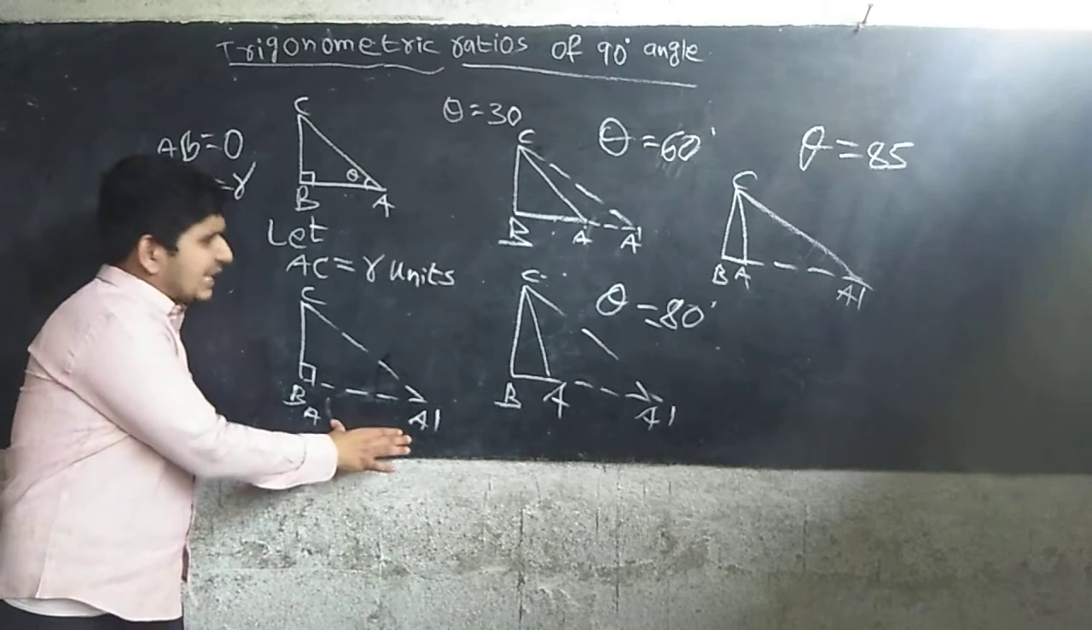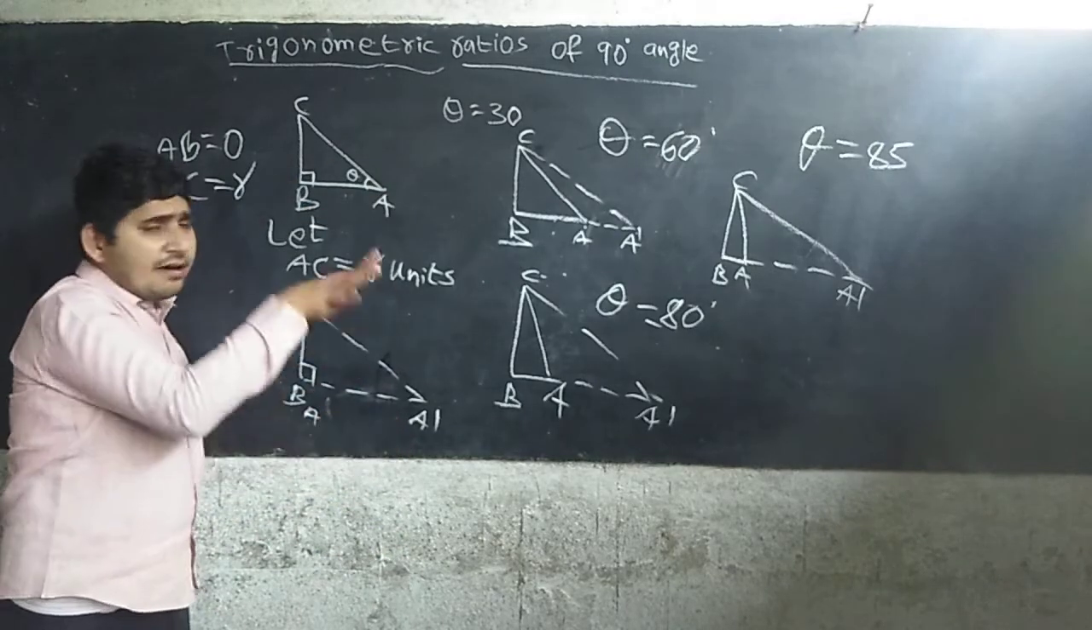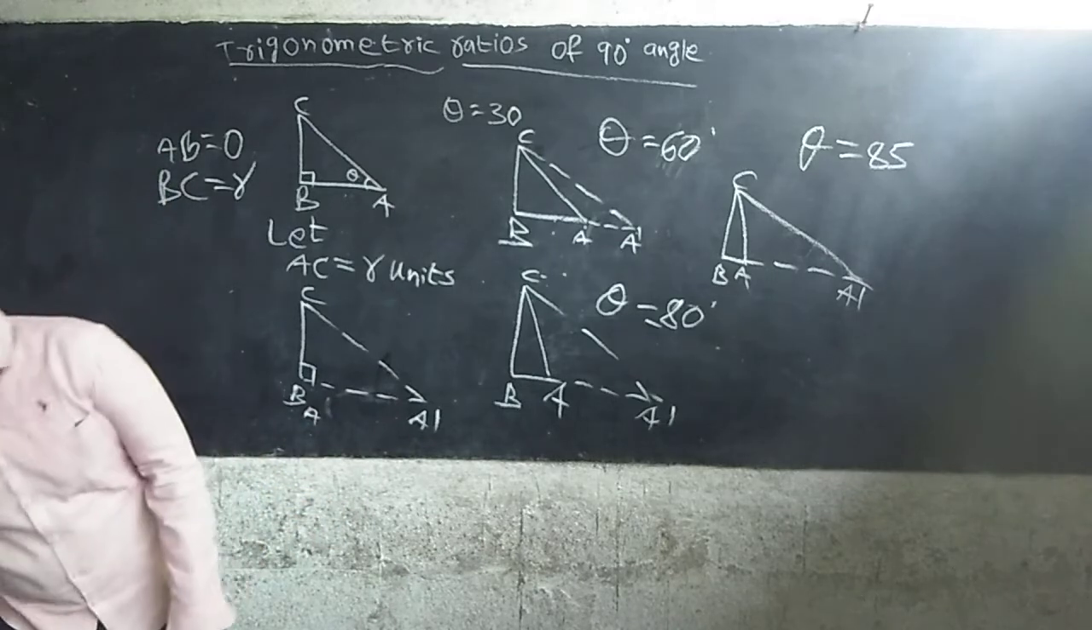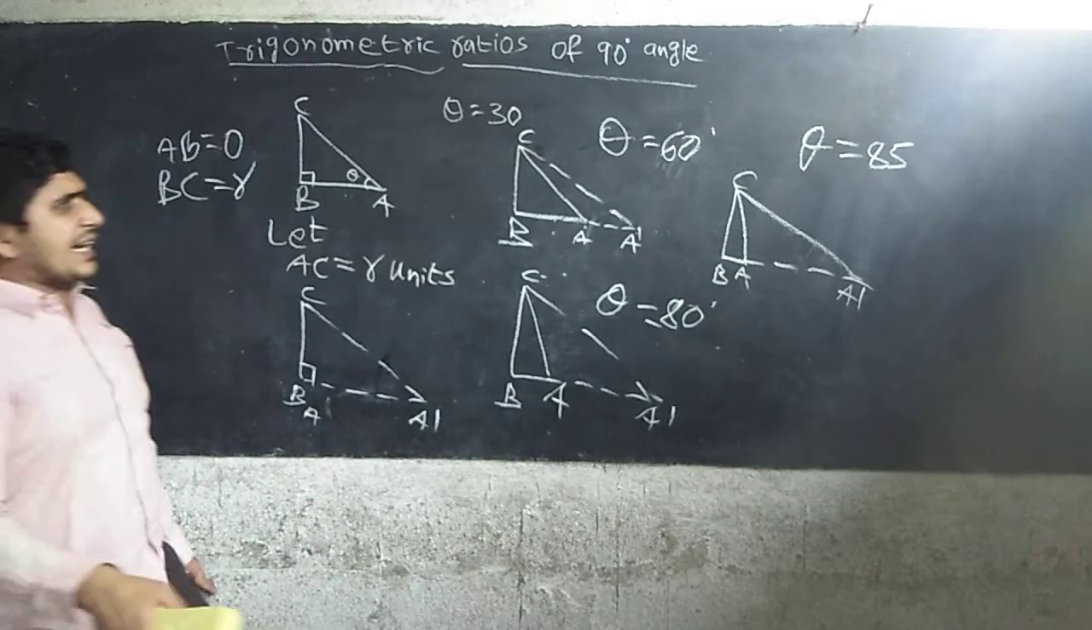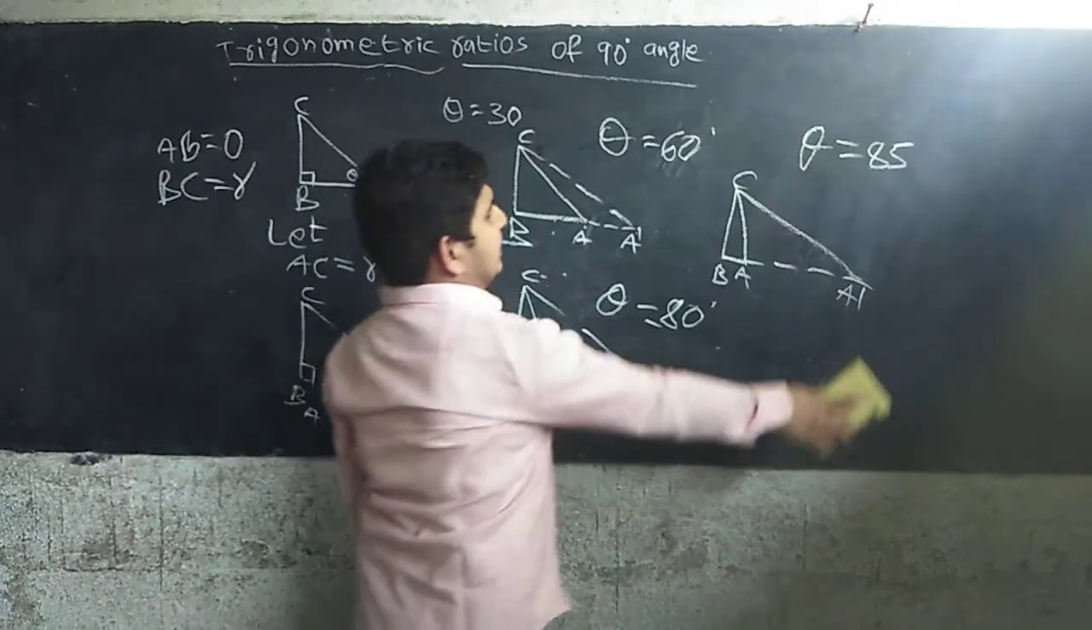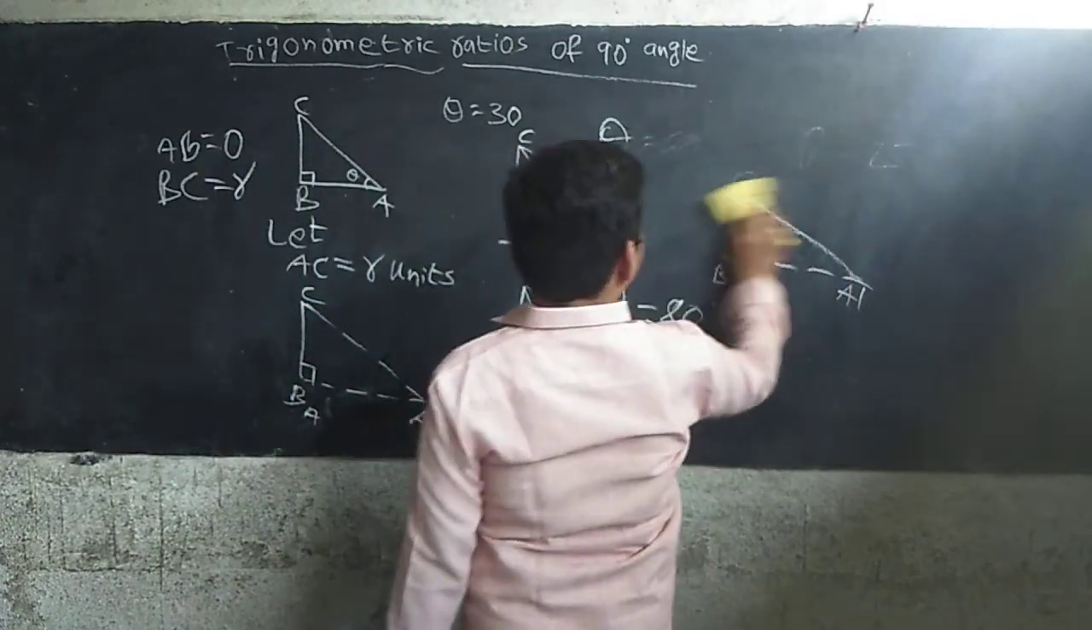Now, by these two figures, we can find out the trigonometric ratios for the angle 90 degrees. Let us find out.